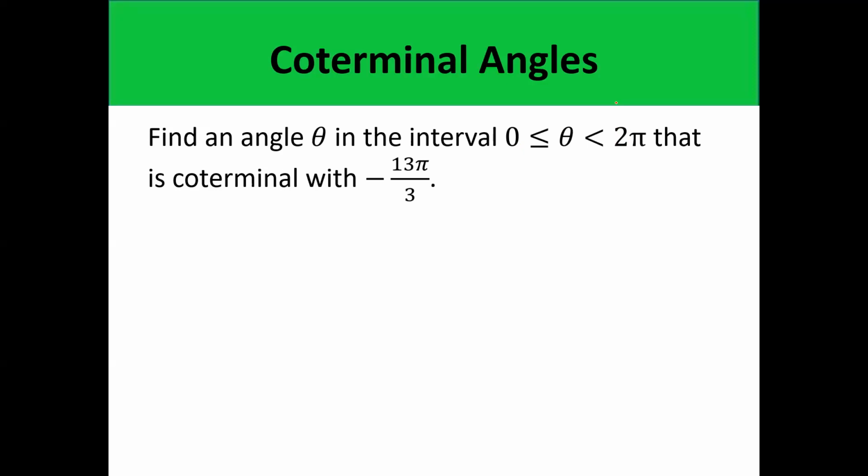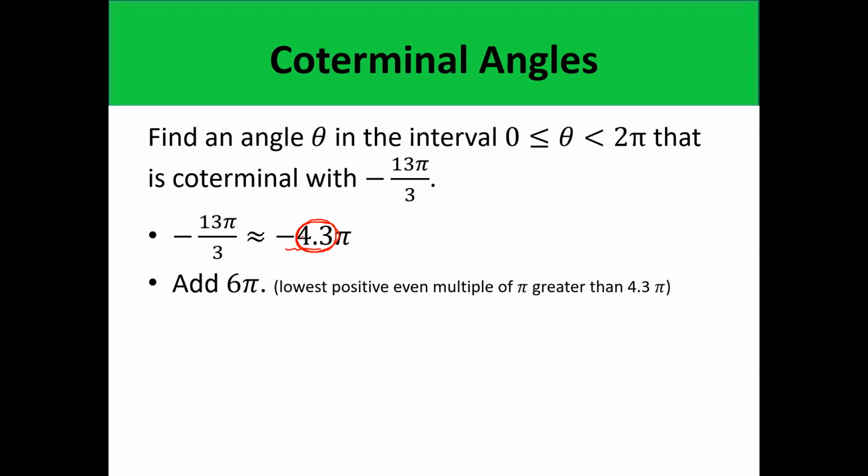Now, if the angle is negative, then we have to add multiples of 2 pi. So if we divide negative 13 by 3, that is approximately negative 4.3. So we have here negative 4.3 pi. So we have to add a multiple of 2 pi. What we're going to do here is get this 4.3, ignoring the negative sign, and then get the lowest multiple of 2 pi that is higher than 4.3, which is 6. So that means we need to add 6 pi to this angle.